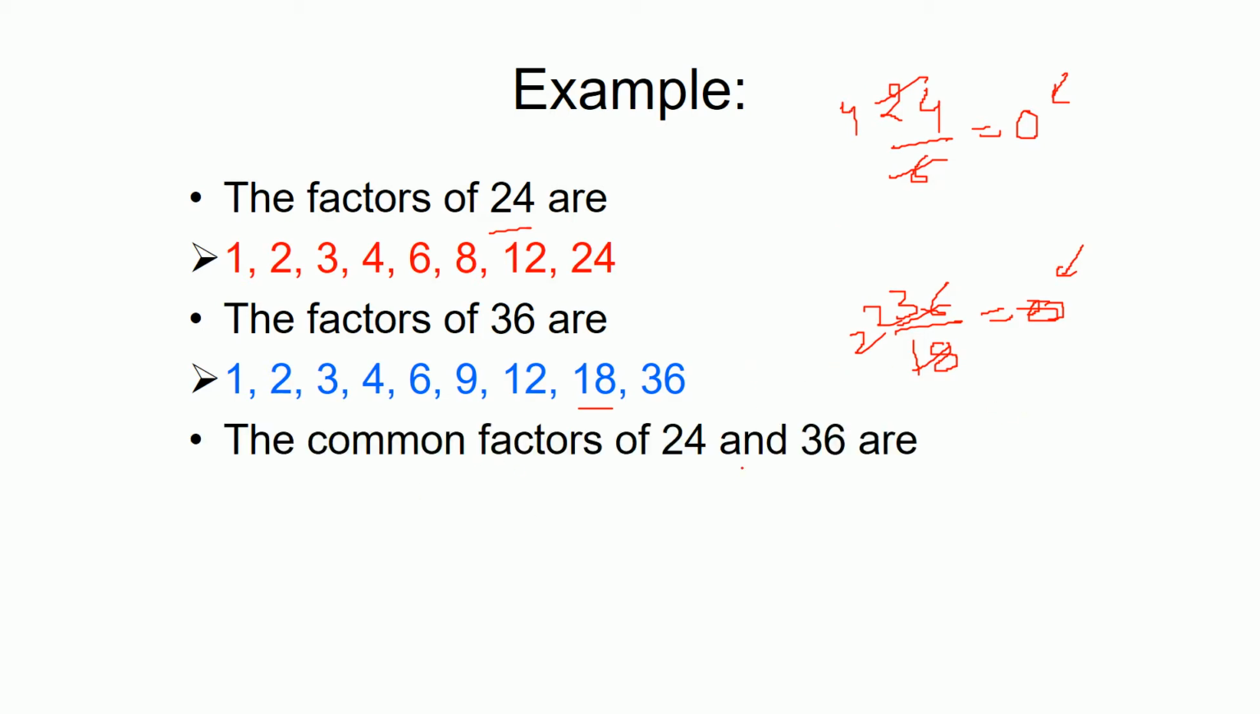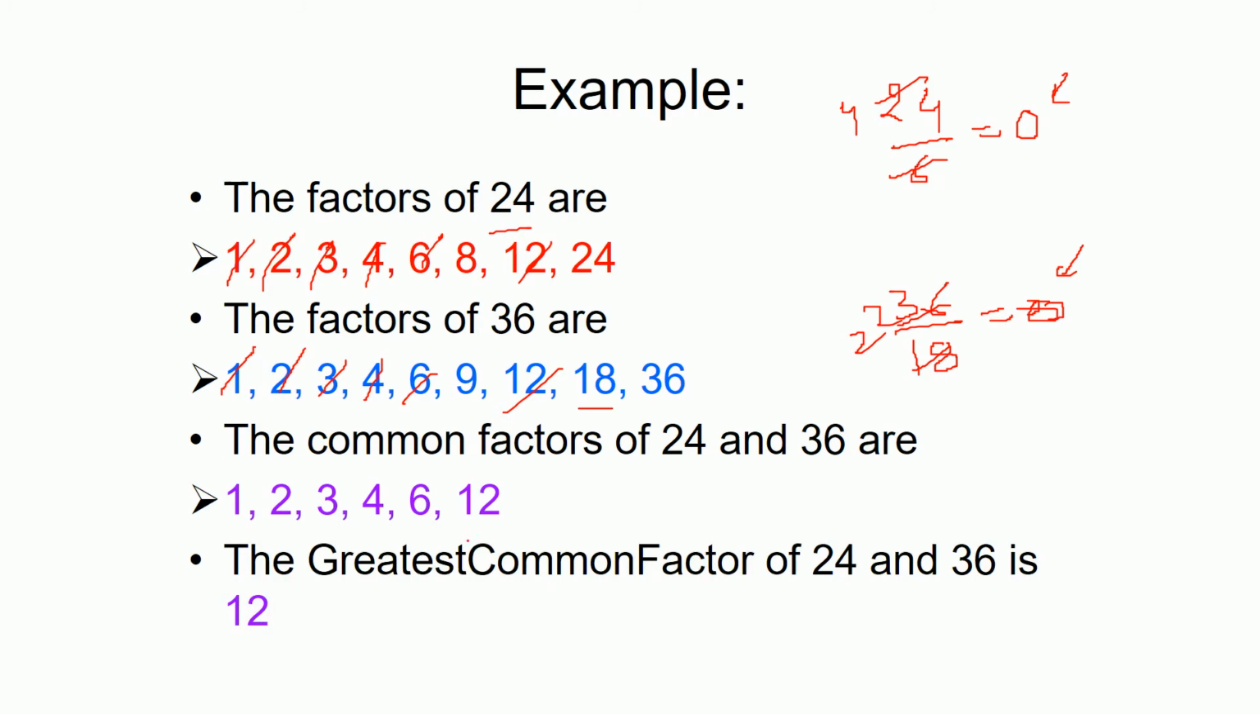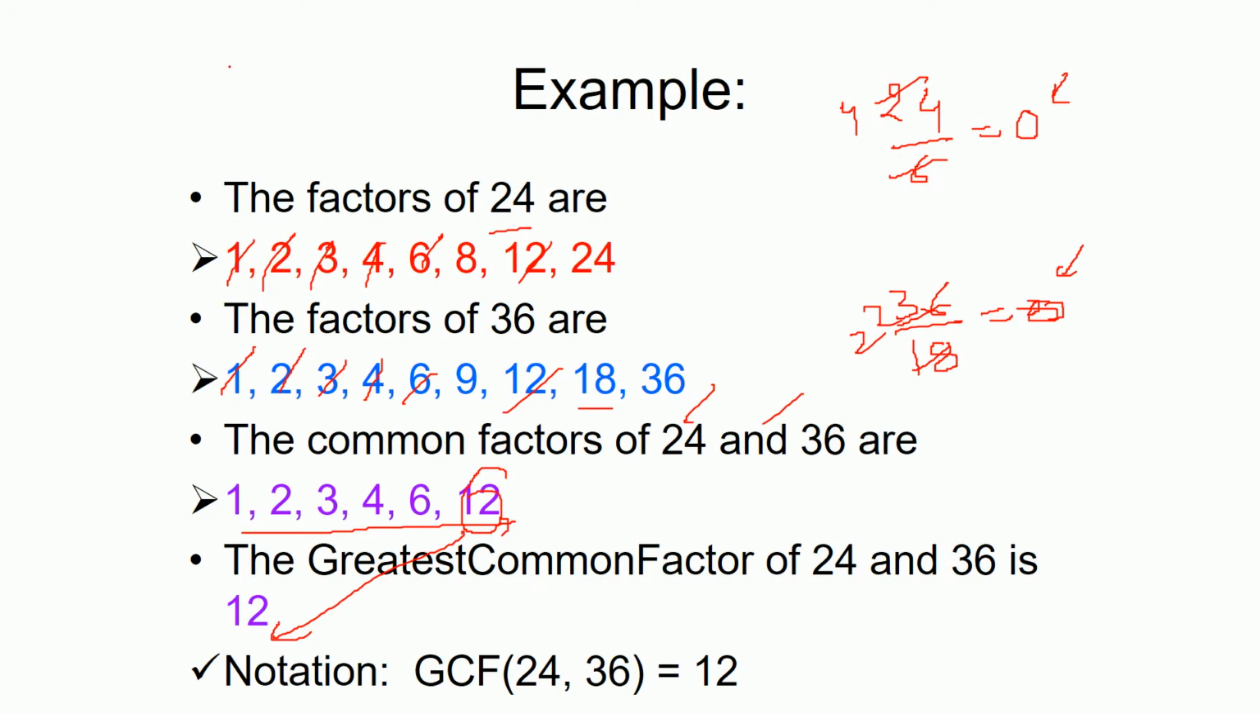So the common factors of 24 and 36 are what? Just take the common factors: 1, 2, 3, 4, 6 and 12. So the greatest common factor of 24 and 36 is the greatest one, 12, so this is the GCF. How do we write it? We write GCF of, say, x, y is some number z. So we write like this. Here in this case, we have GCF of 24, 36 equal to 12.